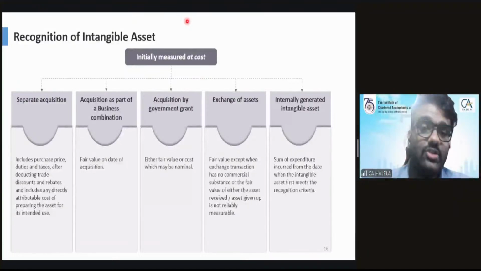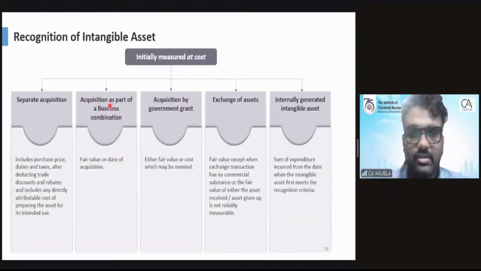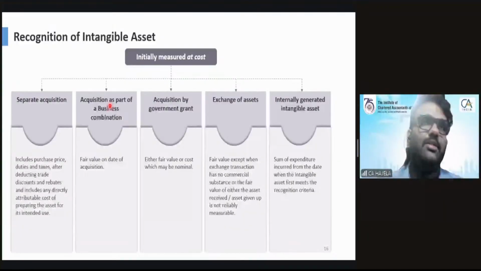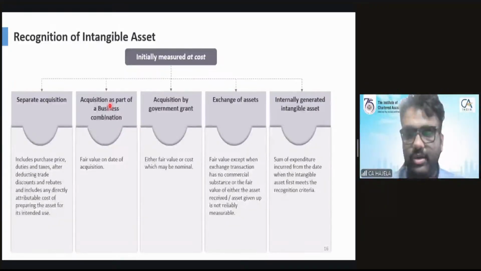Second is acquisition as part of a business combination. Now, what is a business combination? Let's take a very basic example of one of the recent acquisitions. What is the most recent acquisition that I can recall? Let's say Tata acquired 1mg. So 1mg is a diagnosis company in which blood tests can be done at our location, and the medicines and the entire pharmacy ecosystem is what 1mg is.